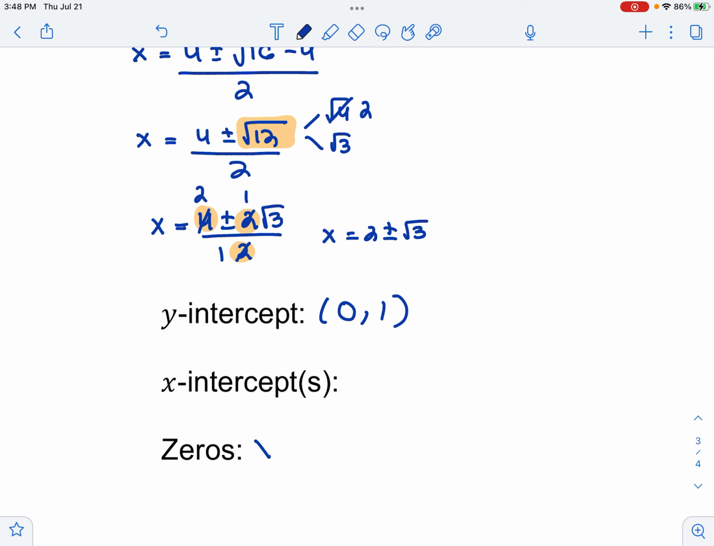All right, so our zeros, we have 2 of them. We have 2 plus root 3, and we have 2 minus root 3. You can write it as 2 plus or minus root 3. Same thing when you write your intercepts. You can write 2 plus or minus root 3, comma 0.